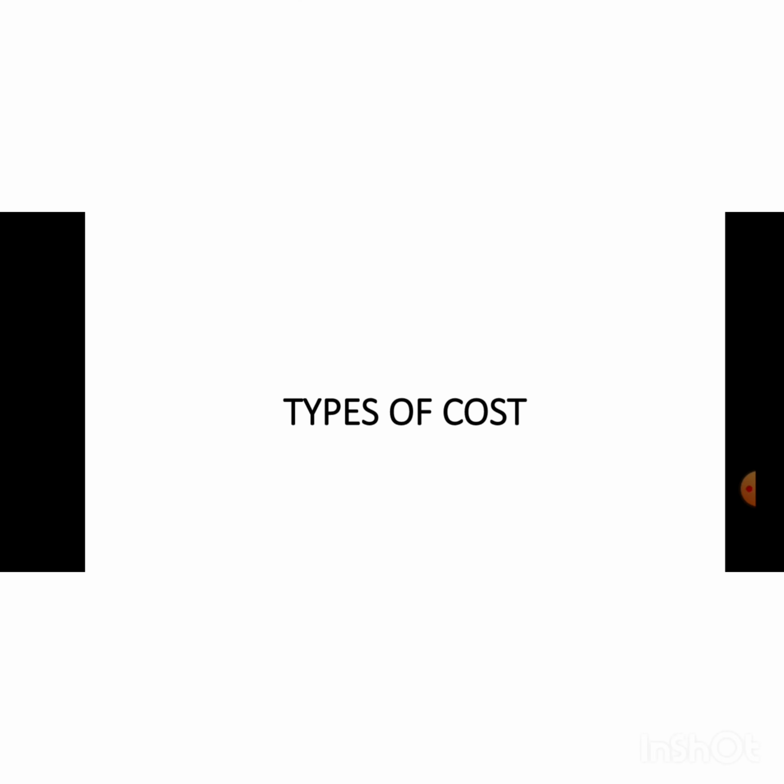So today we are going to learn about types of costs. We are going to look at the types of costs that we have in cost accounting. So the first one is historical cost. Historical cost is a cost that has been actually incurred. It is also known as actual cost. So you take note, historical cost is also known as actual cost.